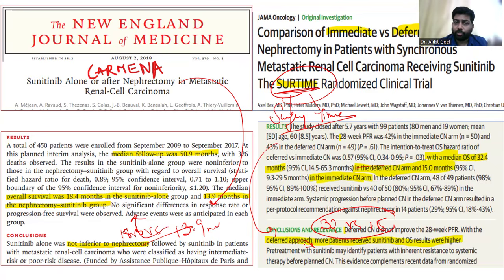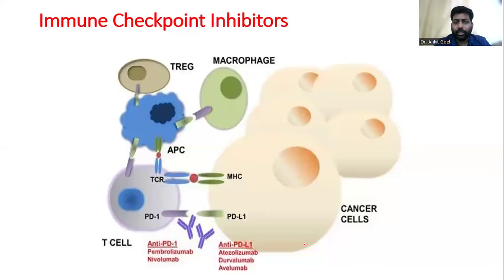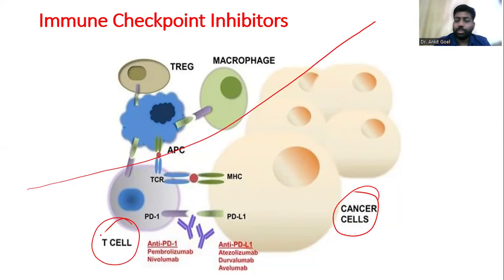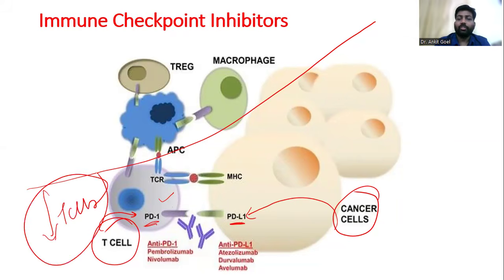Having understood the first line management, the second line management, and the evidence behind it, let us quickly come to the mechanism of the drugs, which you should know. Let us forget this part. Just try to focus on cancer cells and the T cells. The T cells have the receptor PD1, and the cancer cells have the receptor PDL1. If there is an interaction between these two receptors, the PD1 and the PDL1, there is suppression of the T cells.